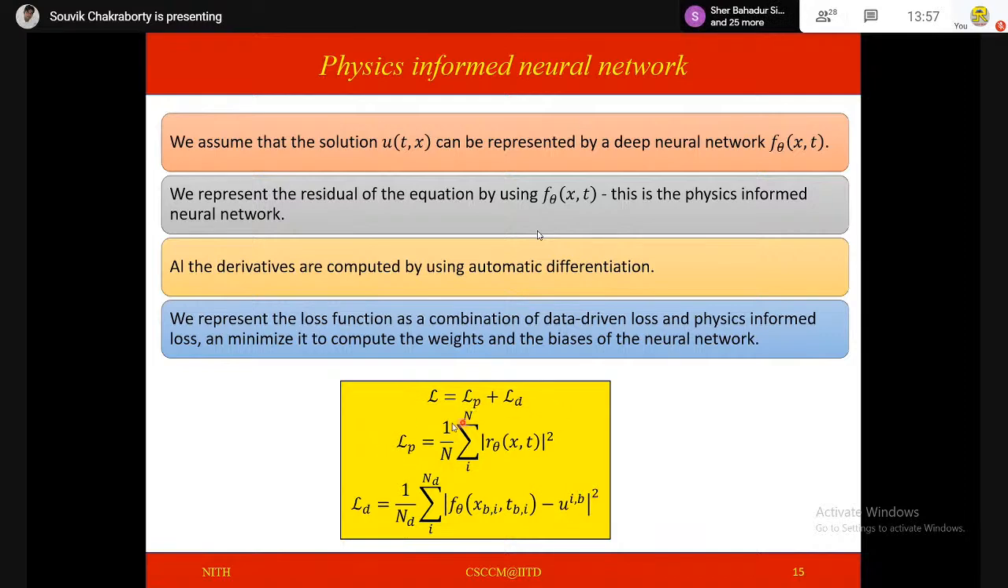And this part ensures that your physics, the governing differential equation, is satisfied. So that's why there are two parts. One part ensuring that the governing differential equation is satisfied. The other part ensuring that the boundary condition and the initial condition are satisfied. So LD is data, LP is physics.